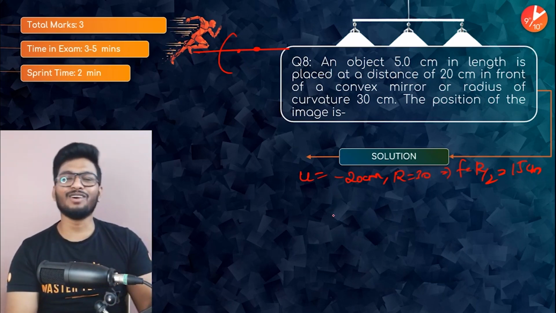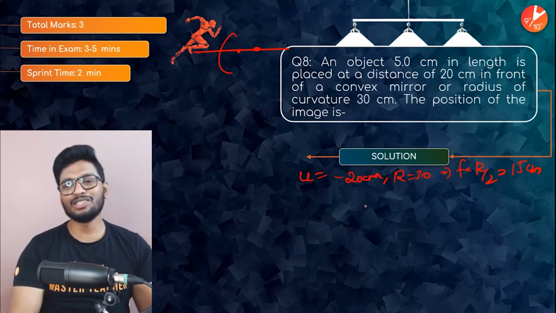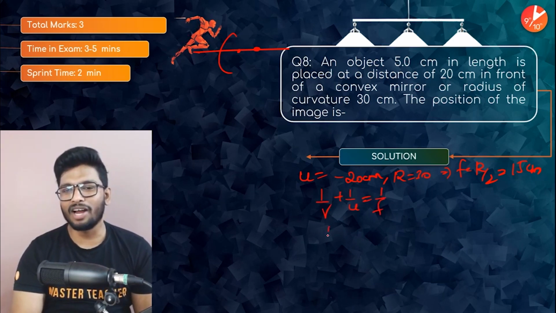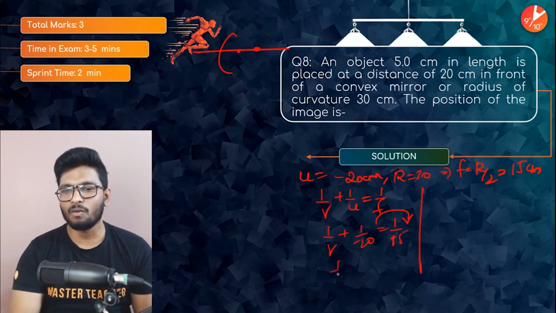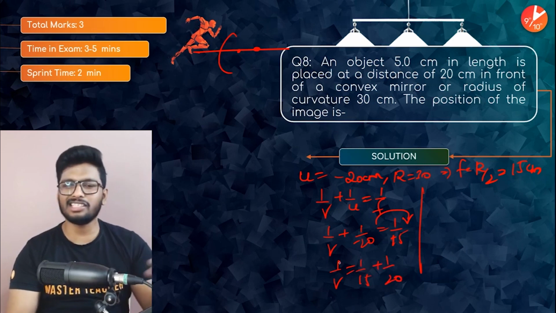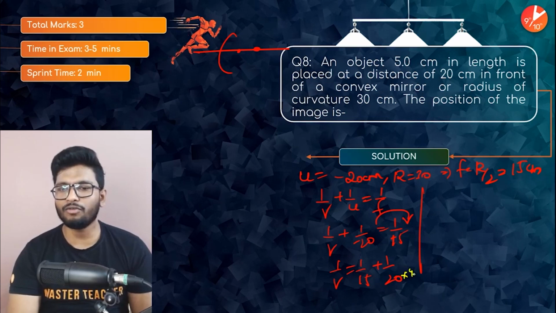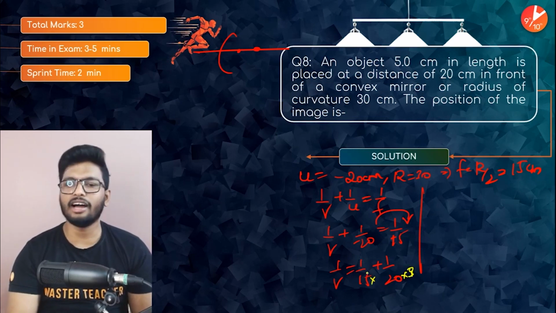Now that you have gotten all the values that you required, use your mirror formula. 1 by V plus 1 by U is equal to 1 by F. 1 by V plus 1 by minus 20 is equal to 1 by 15. Take this to the other side. What will you get? 1 by V is equal to 1 by 15 plus 1 by 20. Find out the LCM. I think 60 would be the LCM here. So multiply this into 3 and into 4.